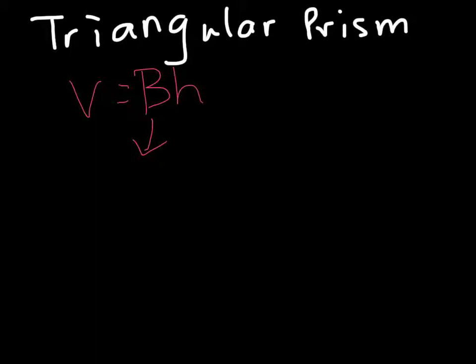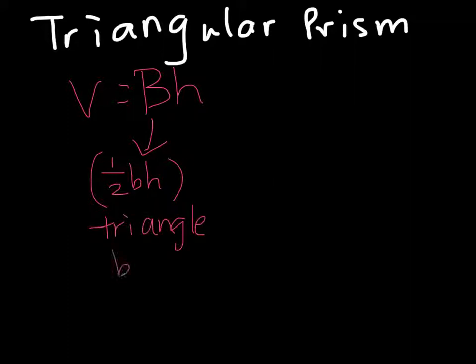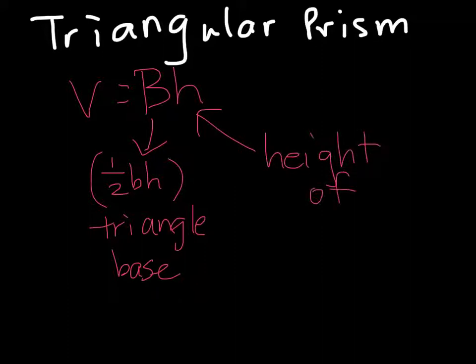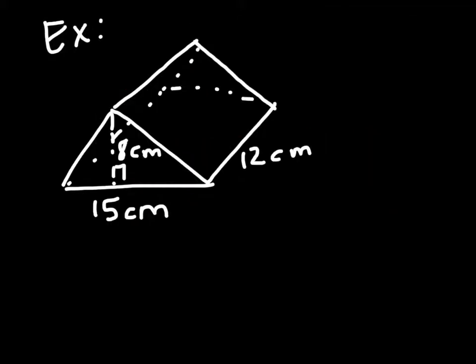And in a triangular prism, the base is a triangle, so I'm going to use 1/2 base times height, and that's for the triangle base. And then this height is the height of the whole prism. Not the height just of the base of that triangle, but the height of the whole prism. Let's look at an example.